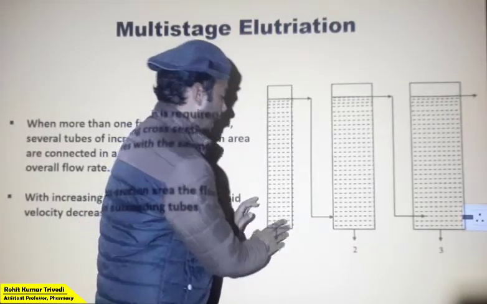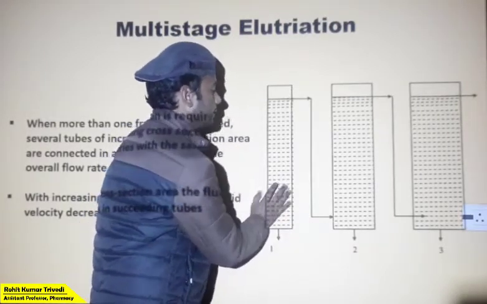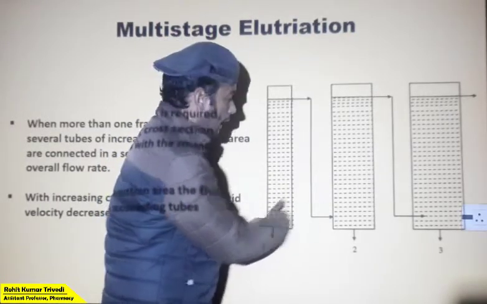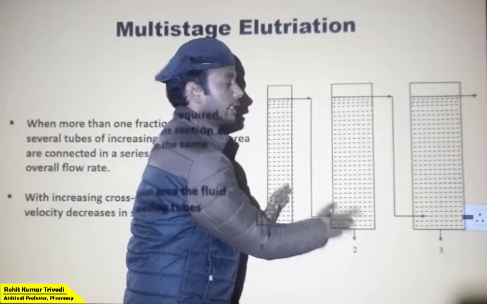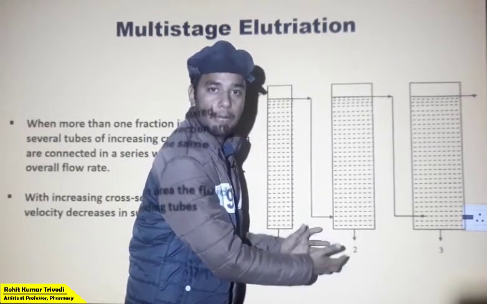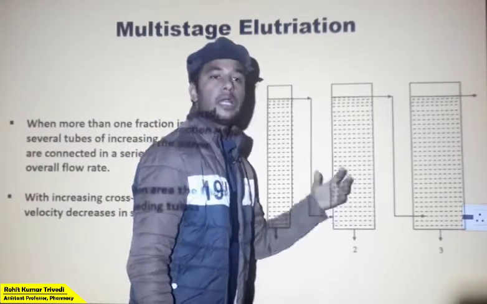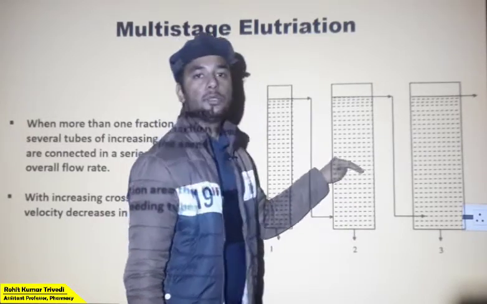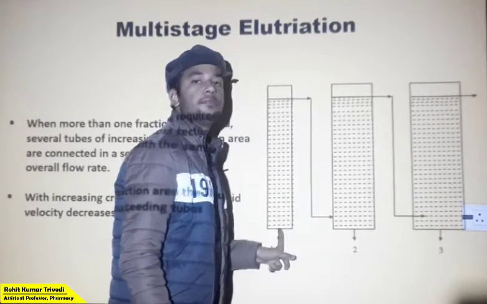Now what will happen? As this tank has lesser capacity, it will be filled very fast. After that, you can see this tank has a larger surface area and larger capacity, so it can hold a larger volume of our suspension. This tank will be filled very slowly as compared to the very first tank.